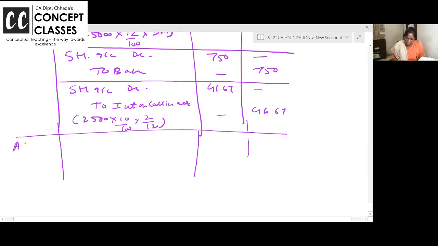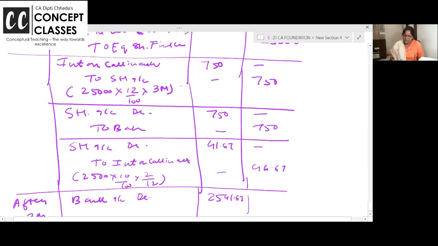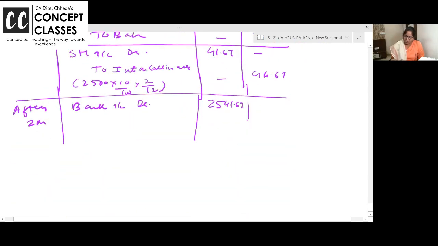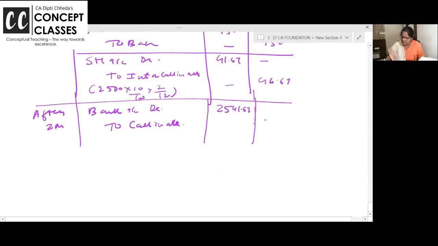And after 2 months, you have to write: bank account debit 2,541.67. After 2 months, the call in arrears, the one that was outstanding, we receive that as well. Bank account debit to call in arrears. How much is due in call in arrears?